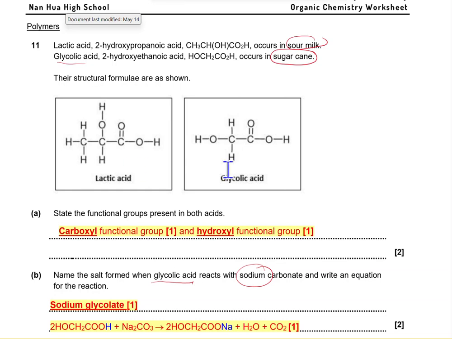So let's look at these two acids now. They're asking what are the functional groups present in both acids. So let's look for functional groups. There is a hydroxyl and then a carboxyl. Likewise for this one, there's a hydroxyl, and this is the carboxyl functional group. So the carboxyl functional group and hydroxyl functional group are present in both acids.